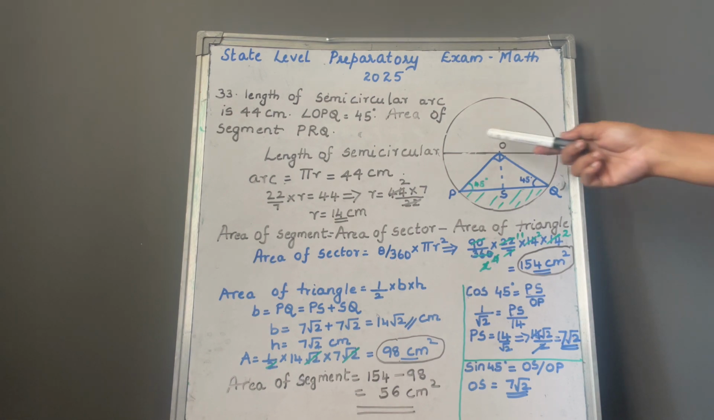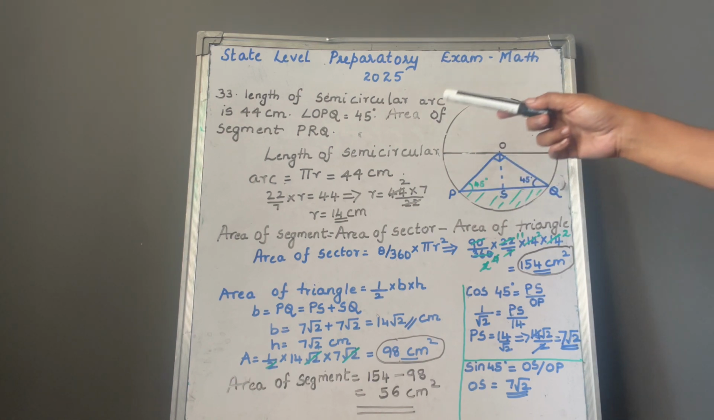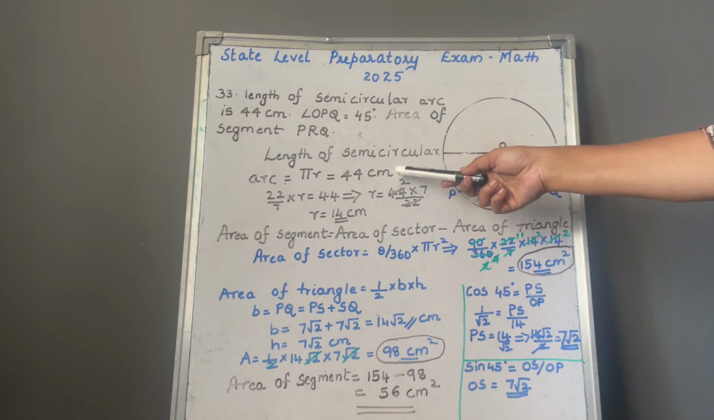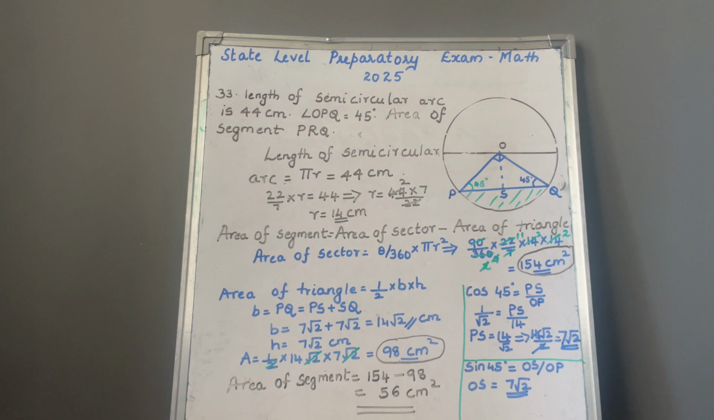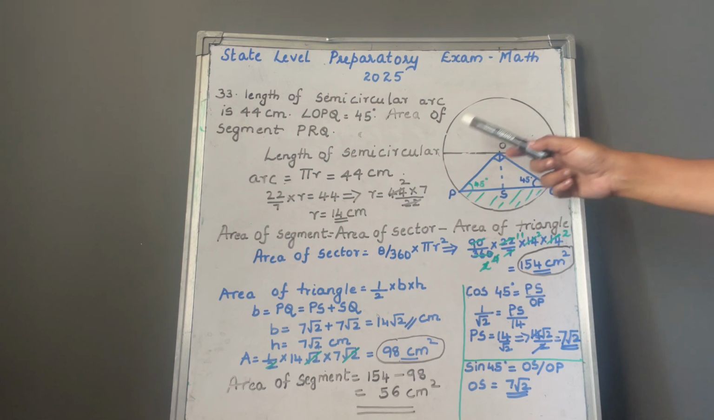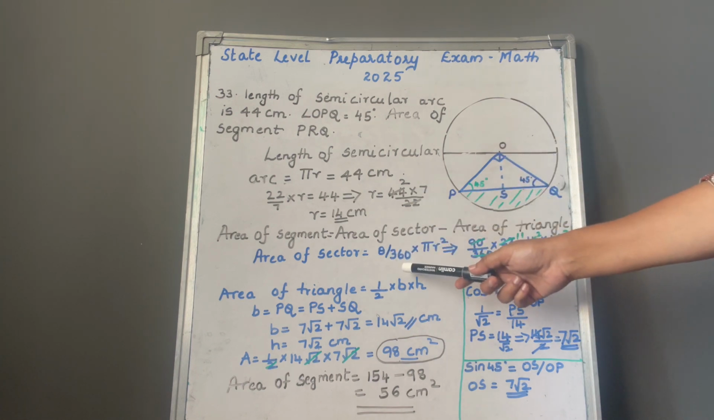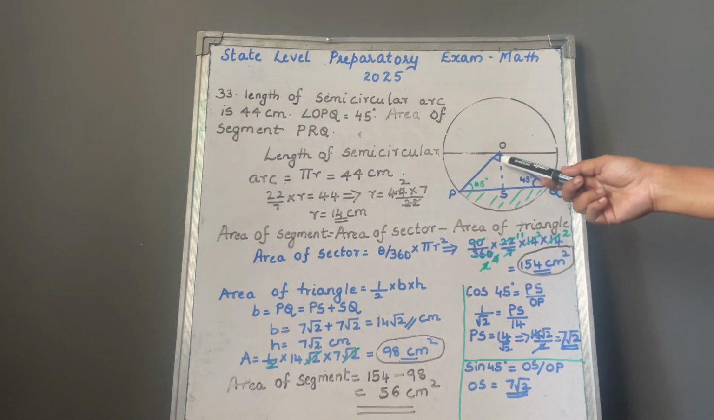Now, the length of the semicircular arc is pi r because the circumference of the circle is 2 pi r. So pi r is given as 44. So substituting, we get the radius of the circle as 14 centimeter. We have to find the radius of the circle to find the area of the sector and the area of the triangle both. So as we got the radius as 14 centimeter, the area of the sector is given by theta by 360 into pi r square, where theta is the central angle.